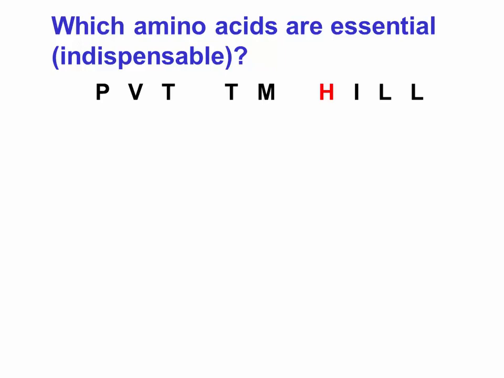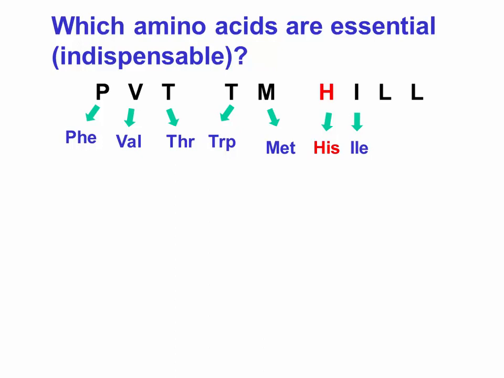What's the P? Phenylalanine. V? Valine, all right. We got 2 T's. Tryptophan? Not tyrosine. It is a T, but it's threonine, right. How about the M? Methionine, fantastic. H? Histidine. I? Isoleucine. And then we got 2 L's. Leucine? Lysine. Great, fantastic.